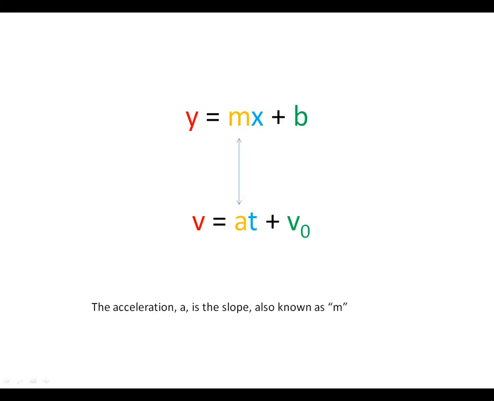So if we follow our steps of plotting the data points, drawing the best fit line, we would be able to conclude by looking at the y-intercept. The y-intercept is the initial velocity. Then if we calculate the slope of the graph, acceleration is the slope.